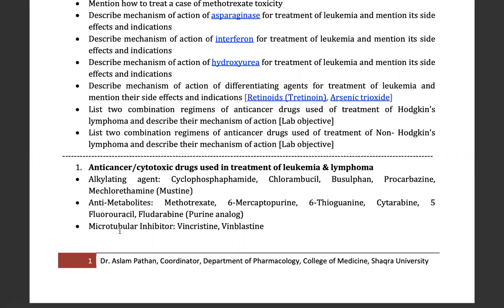Then, which are the examples of the microtubule inhibitors? Vincristine and vinblastine. These are drugs from plant origin, natural origin, from the vinca alkaloid. It is a very nice, small plant with purple color flowers, and its flower and leaf extracts are generally used for the prevention and management of cancer: vincristine and vinblastine.